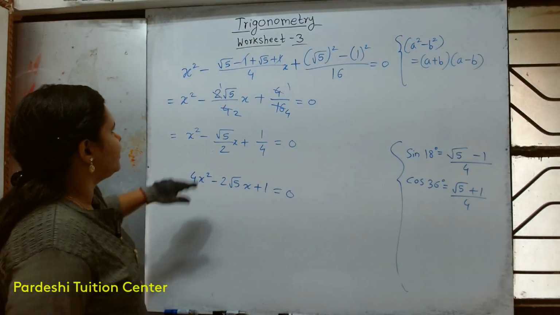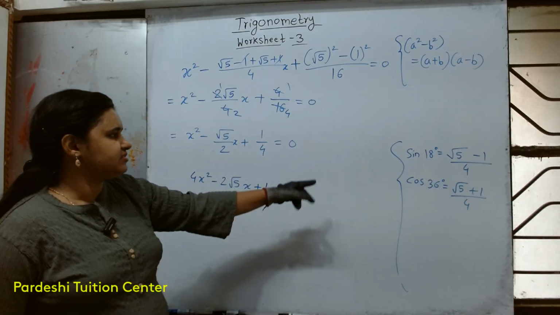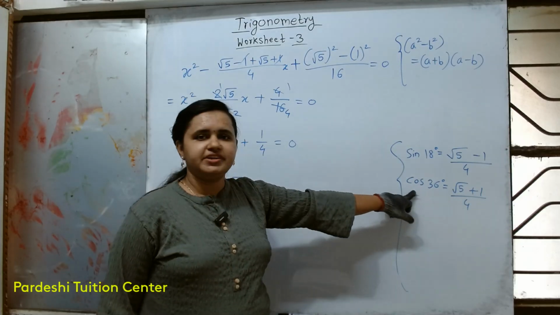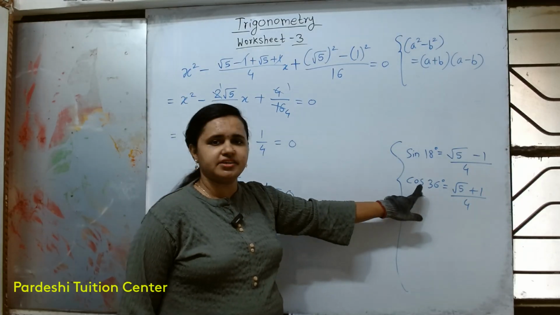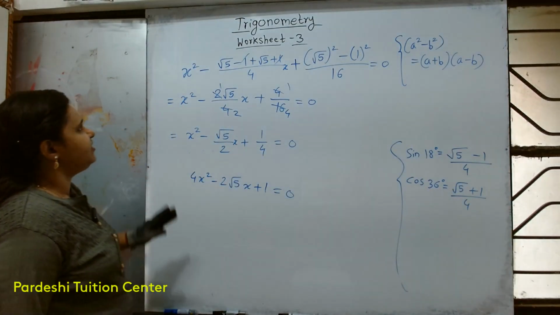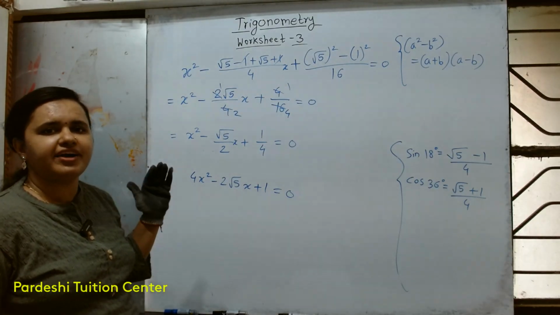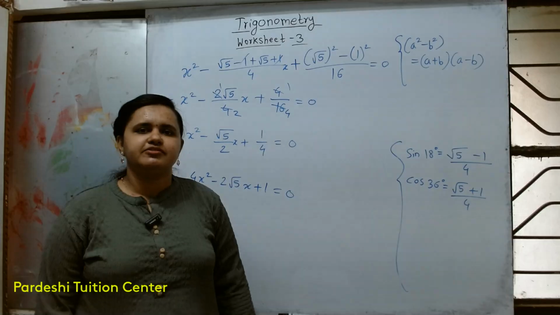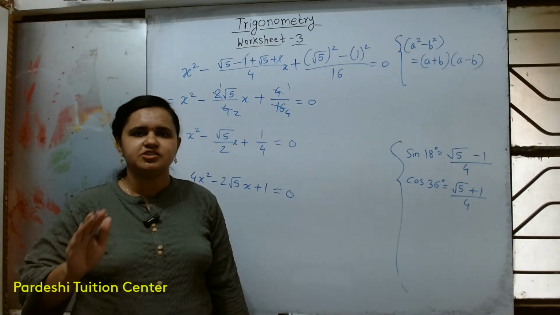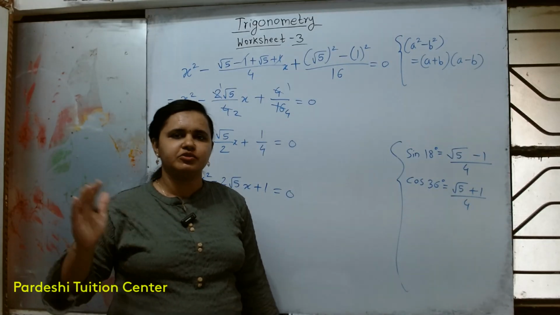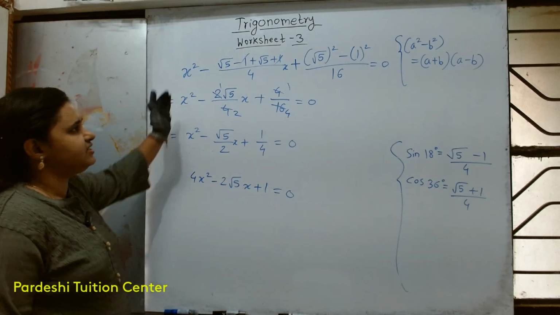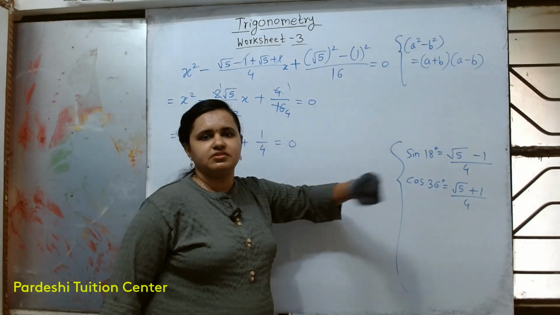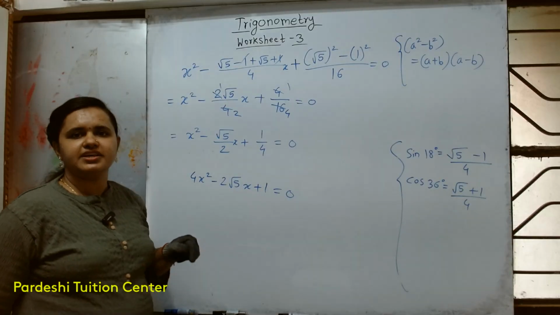We have just taken alpha and beta as sin 18 and cos 36. Alpha is taken as sin 18 and beta as cos 36, and we have applied the condition: if alpha and beta are the roots of the quadratic equation, then the quadratic equation will be x square minus (alpha plus beta) into x plus alpha beta equals 0. I have just applied the condition and put in the values. Just learn the values, so it will be easy for you to solve the examples.